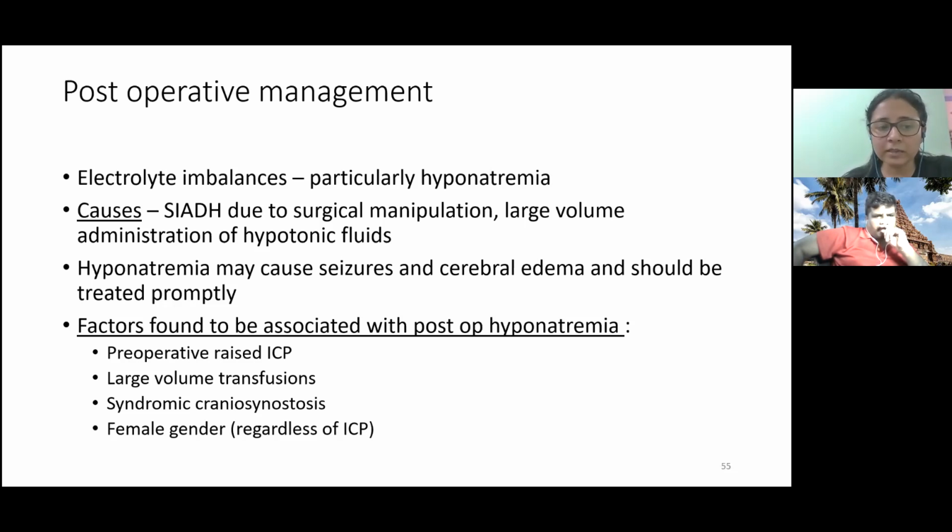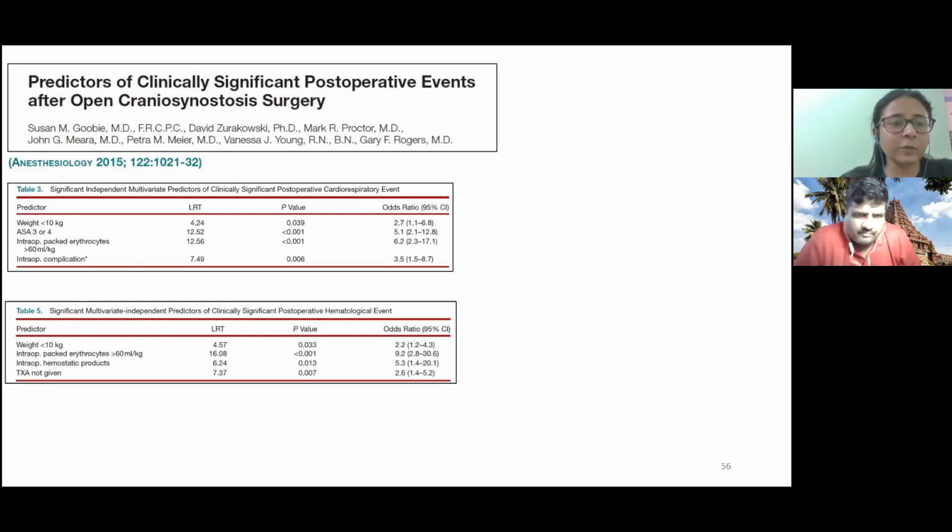There are certain factors which have been found to be associated with postoperative hyponatremia. These are preoperative raised ICP, large volume transfusions, syndromic craniosynostosis, and female gender regardless of ICP. This was a study which was published in 2015 in the journal Anesthesiology. They wanted to find out predictors of clinically significant postoperative events after open craniosynostosis surgery.